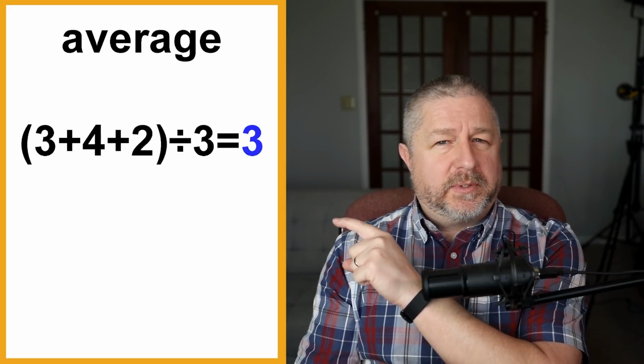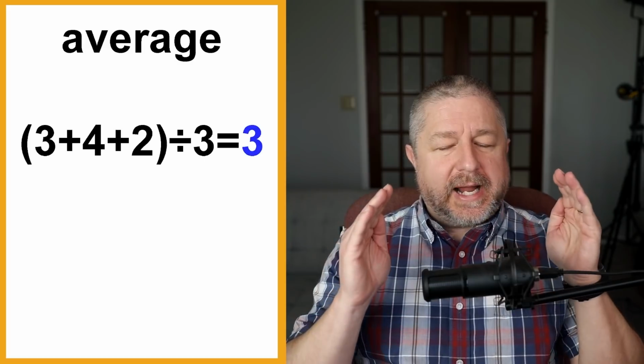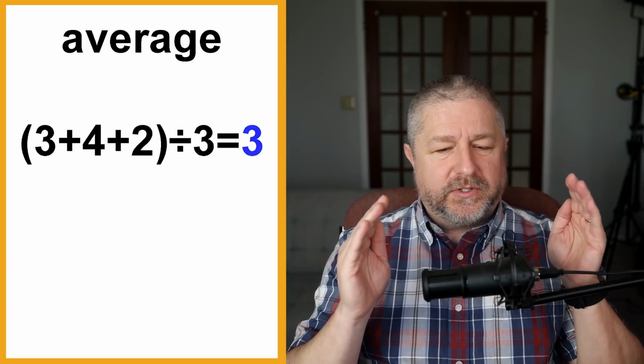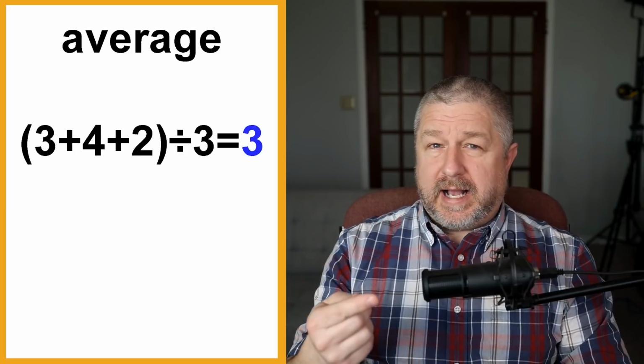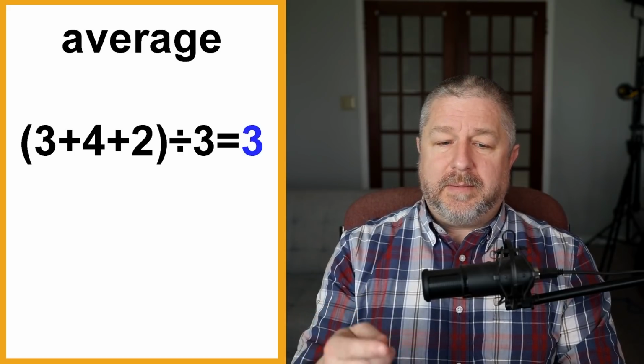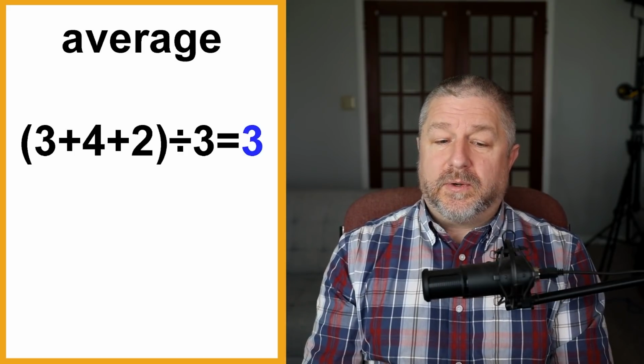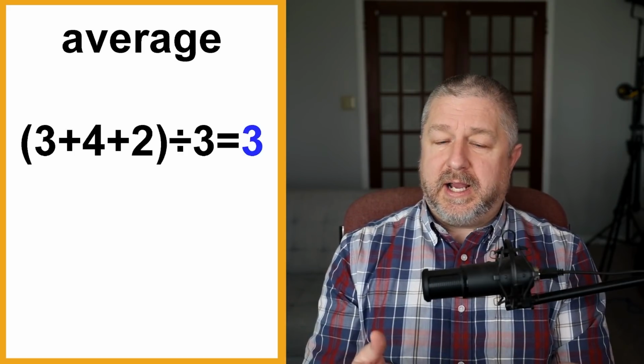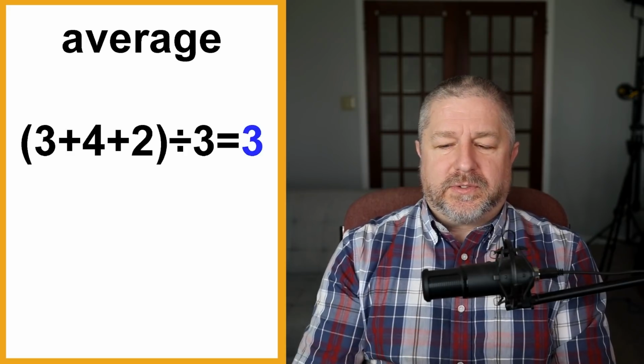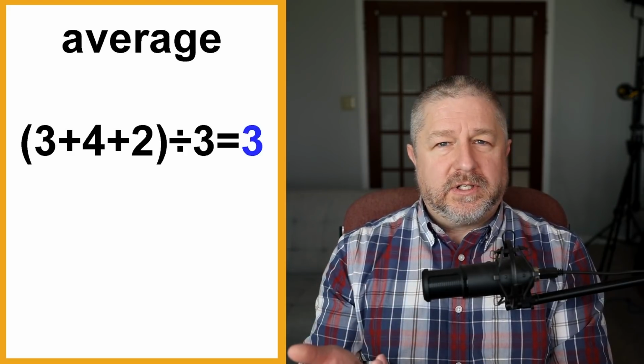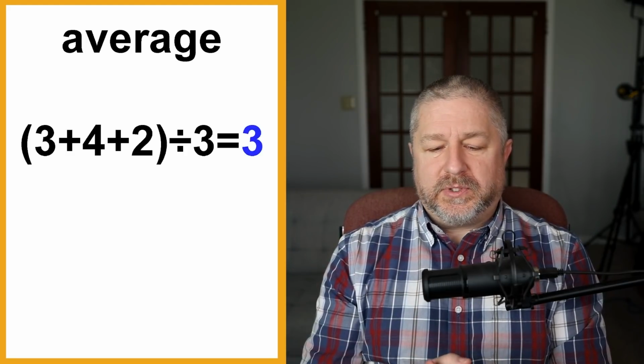If you wanted to know what's the average number of bouquets you sell per day, you would do this. You would add 3 plus 4 plus 2, and I put them in brackets so that I do the addition first. And then I would divide that by the number of days. So divide it by 3, so it equals 3. So 3 plus 4 plus 2 equals 9, divided by 3 equals 3. So it means on average, I sell about 3 bouquets per day.